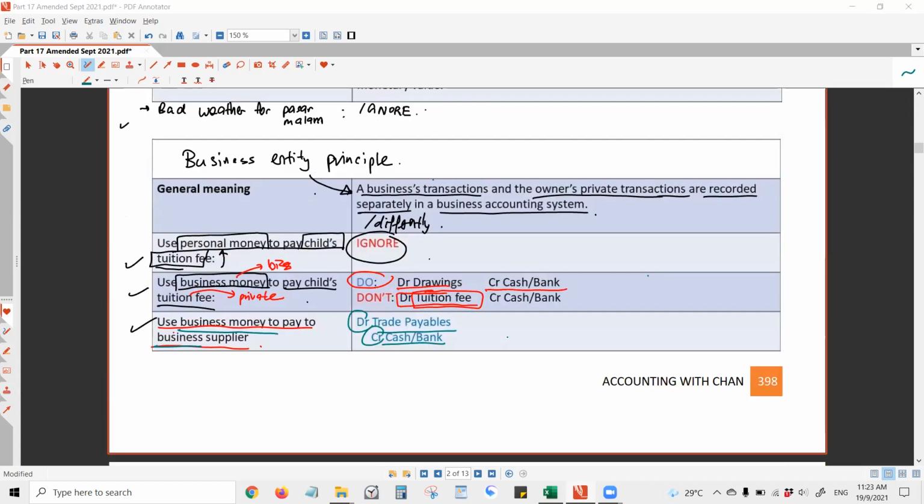What do I mean by ignore? Ignore means you don't record in your accounting, because it's fully personal in nature. You use personal money to pay for child tuition fee. Everything is private, nothing related to the business. So ignore means you don't record in accounting.